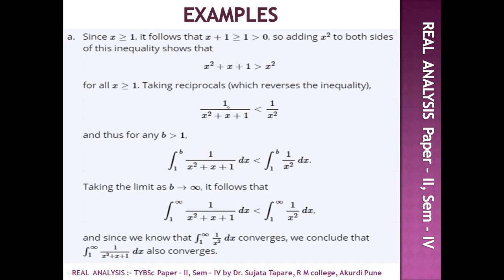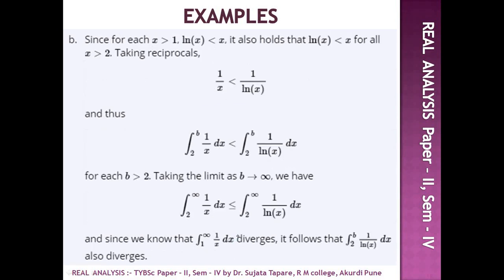Taking reciprocal, 1 upon x square plus x plus 1 is less than 1 upon x square. Take integration on both sides from 1 to b, and then take the limit as b tends to infinity. So we get this one. Now by the p integral test, this is an improper integral of the first kind, and here p is equal to 2, which is greater than 1, hence it is convergent. It is smaller than this one, so by comparison test this is also convergent. Therefore the given integral is convergent.